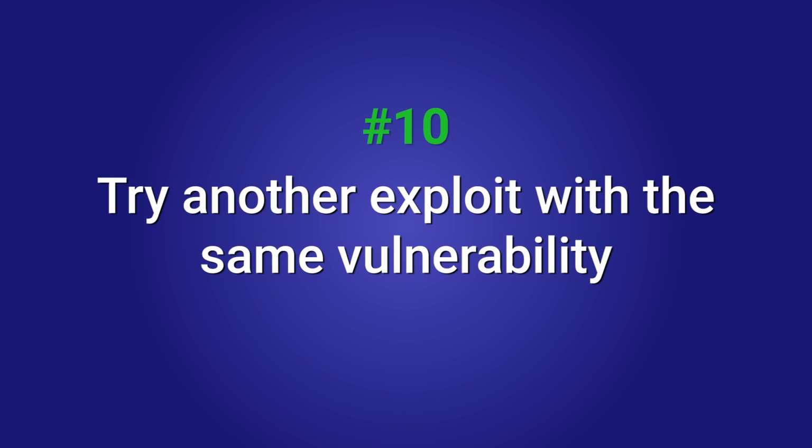Tip number 10, try another exploit with the same vulnerability. If you're using an exploit and it has some functionality, or it seems to be working a bit, but it's not getting you your goal, it's not really working, the shell's not interactive enough, the shell dies too quickly, you're just getting some sort of partial feedback or partial progress, let's say. Try another exploit with the same vulnerability.